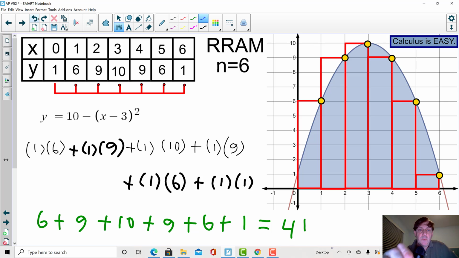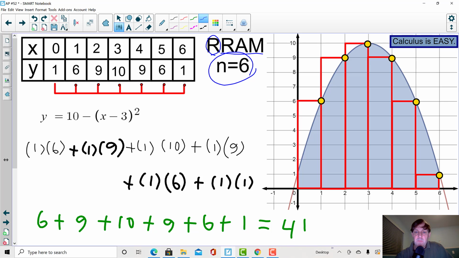Okay, for our first example, we're going to do a right rectangular approximation. And it says n = 6. So what that means is we're going to use 6 rectangles. And we want to estimate the area under the curve from 0 to 6. So that's the shaded region.